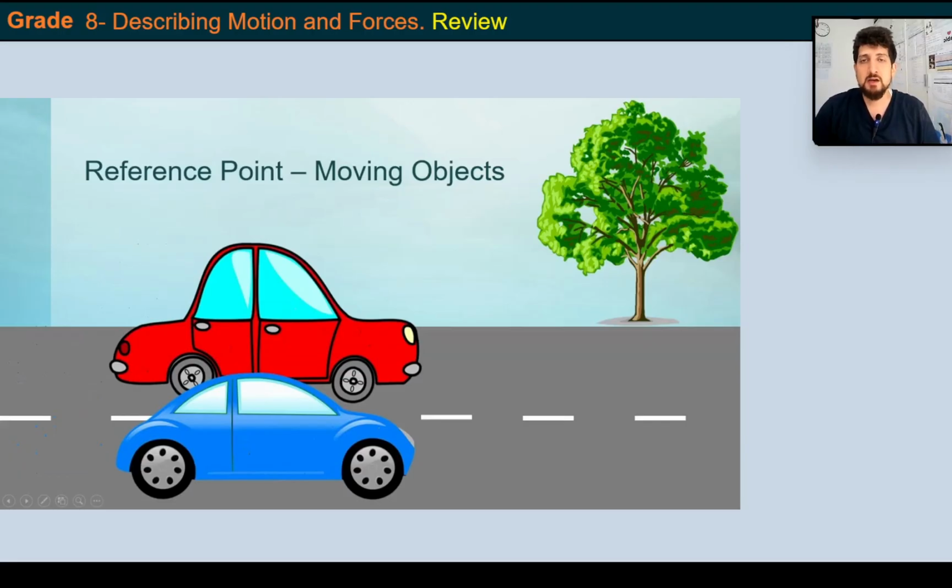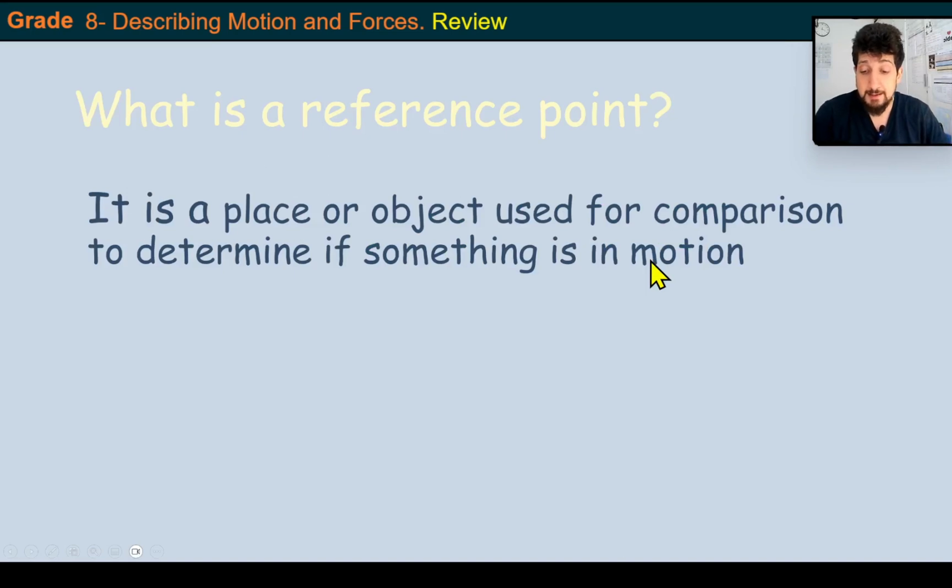Or I could just be standing on the side of the road and watching some cars, and I see the car whiz past me. I could be the reference point, or I could see it go past another car, and that could be the reference point. So it's just any point, a place, or whatever that can be used to compare and determine if something is in motion. That's basically it. So what is a reference point? It is a place or an object used for comparison, to contrast between two points, to determine if something is in motion or not.